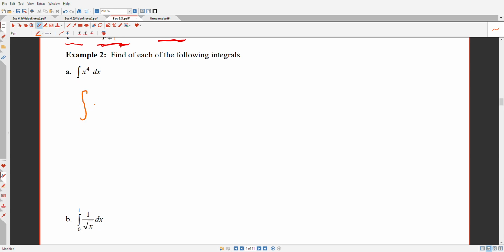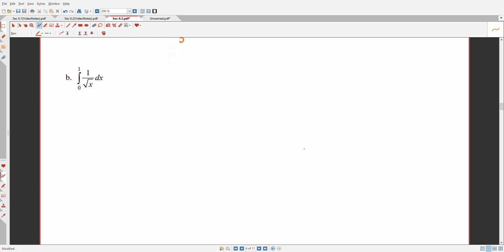What is the indefinite integral of x to the 4th with respect to x? Okay, well that's just x to the 4 plus 1 divided by 4 plus 1, and then plus my constant. So that just becomes x to the 5th over 5, all plus that constant.